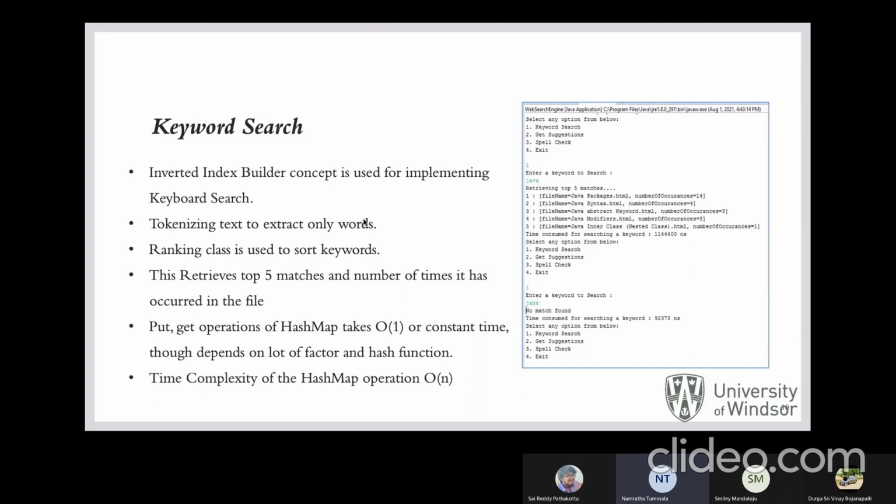The put and get operations of hash maps take constant time, though it depends on lots of factors and hash functions. The time complexity of these hash map operations is omega of n.